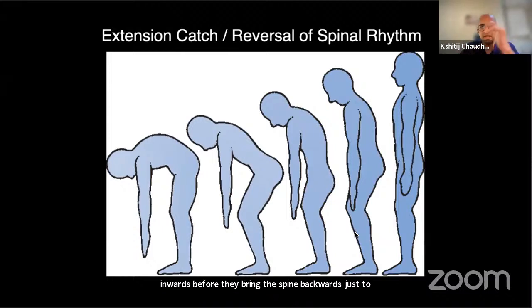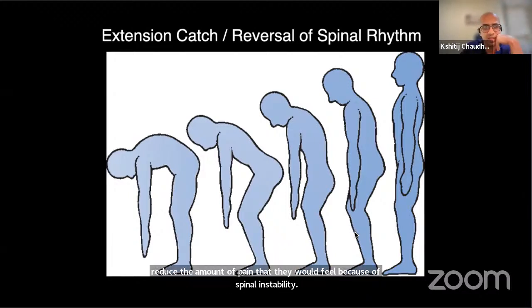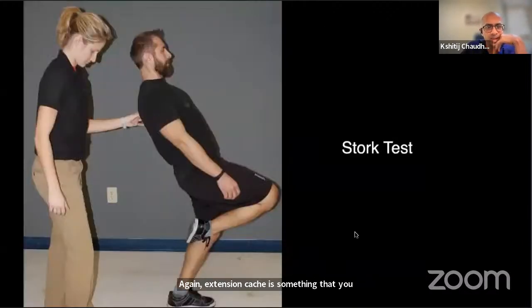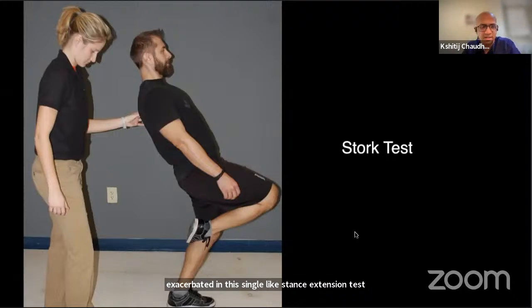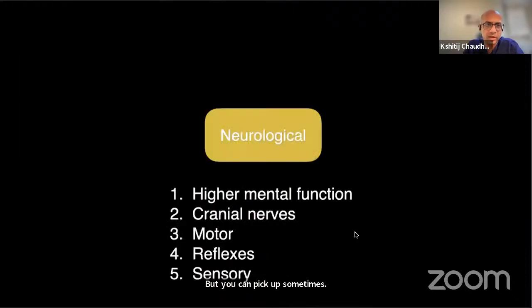Again, extension catch is something that you might notice when the patient comes back. If you suspect pars lesions or SI joint lesions, they can get exacerbated in this single leg stance extension test, also called the Stork test. Not very sensitive, but you can sometimes pick up lesions in the posterior column with these kinds of tests.